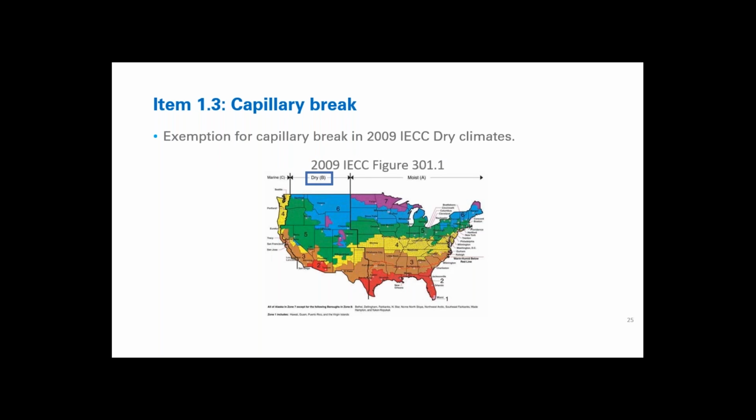Now, note that this is not required for homes in dry climates, as shown here in 2009 IECC figure 301.1 and table 301.1. Probably we don't have anyone on the webinar in a dry climate, and our home in Michigan wouldn't qualify, but just FYI, that exception does exist.